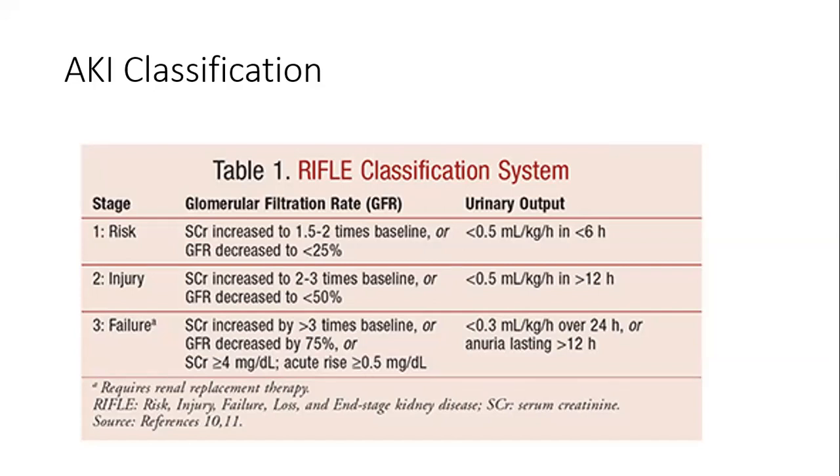For instance, according to the RIFLE classification, there are stages: risk, injury, and failure. So if the serum creatinine is 1.5 to 2 times the baseline, and the GFR has reduced by less than 25%, and the urine output is less than 0.5 mL per kg per hour in the past 6 hours, you call this a risk for AKI. So 1.5 to 2 times, GFR decreased by less than 25%.